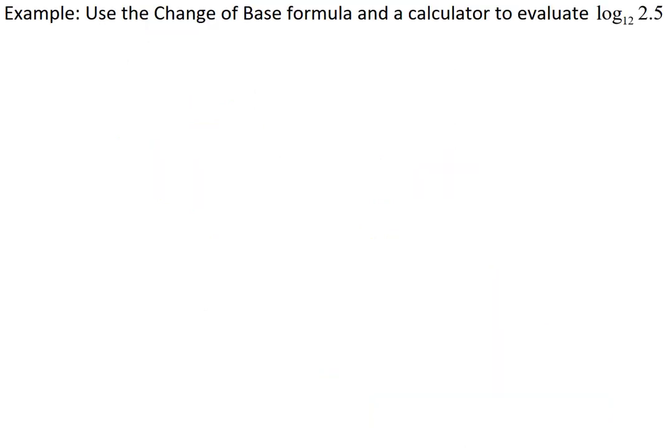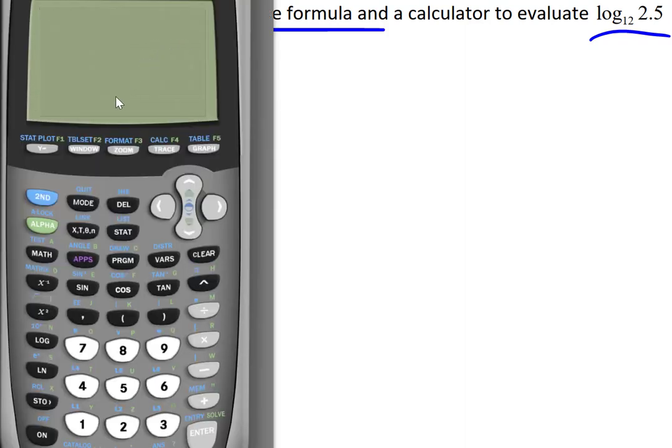Let's try an example where we use the change of base formula and a calculator to evaluate log base 12 of 2.5. Now, as you'll recall from a graphing calculator, there is no button for log base 12. On the TI graphing calculator, as we've been using already, you'll notice on the left side, most of the way down, you'll find two buttons, log and ln. Remember, log is log base 10, and ln is log base e, but we want log base 12 in this case, which means we need to change the base.